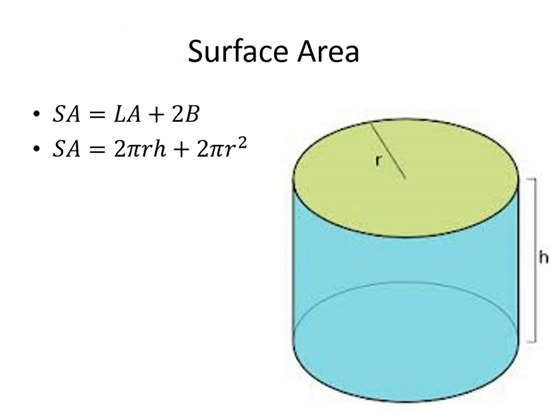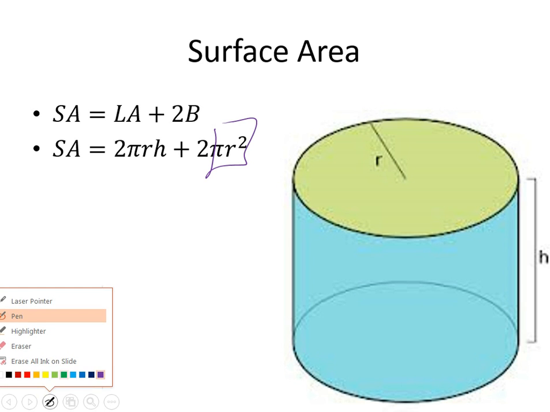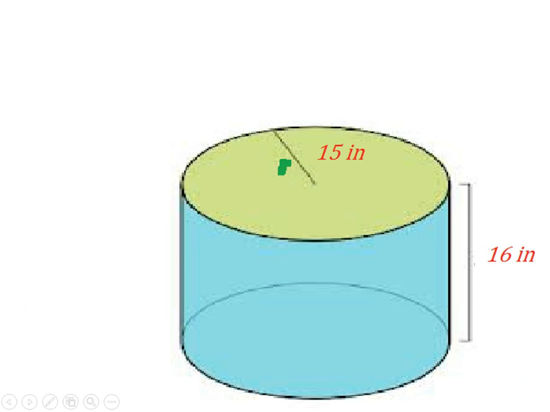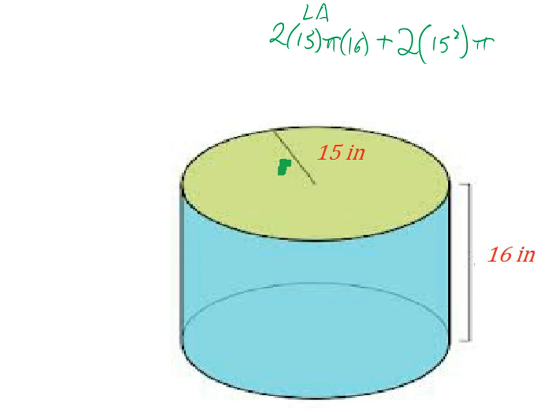Okay, so now after lateral area, we have surface area, which is the same as the surface area for a prism, where we take the lateral area and then add 2 times the area of both bases. Well, the area of each base of a cylinder is the area of a circle, which is pi r squared. That's the area of a circle, and so then we would double that. Okay. So if we're looking here, 15, 16, so we have 2 times 15 times pi, and then times that by 16. There's our LA, and then we're going to have 2 times 15 squared pi.